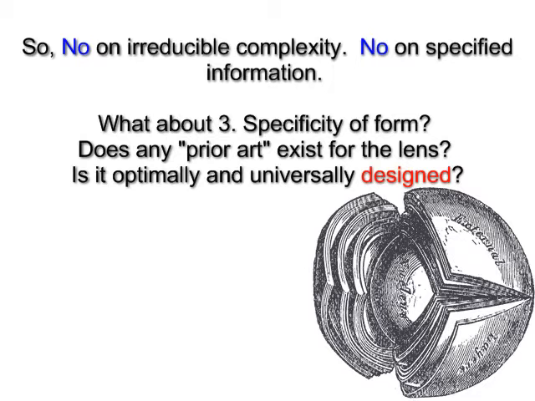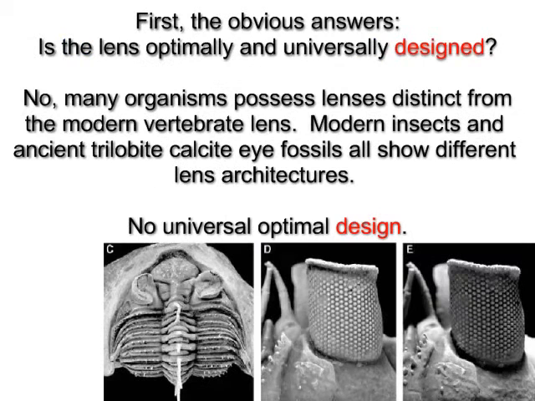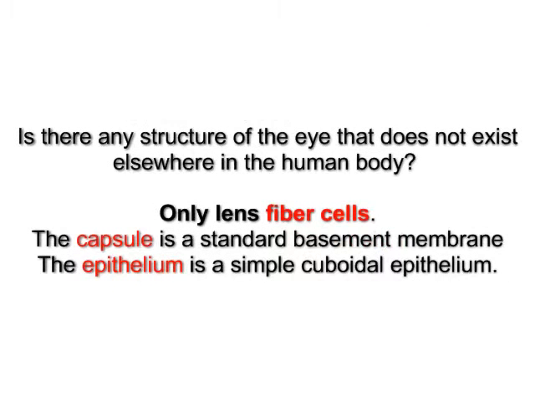Is there any sort of prior art that exists for the lens? Is it optimally and universally designed? Well, first the obvious answers. Is the lens optimally and universally designed? Well, no. Many organisms possess lenses distinct from the modern vertebrate lens. Modern insects and ancient trilobite calcite eyes show different lens architectures. So let's note a universal optimal design.